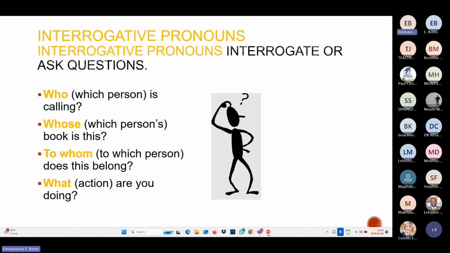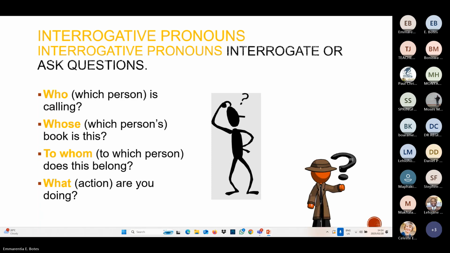We can also ask, what are you doing? So what will be the interrogative pronoun. Then when we are indecisive, which dress should I wear? Which will then be the interrogative pronoun.